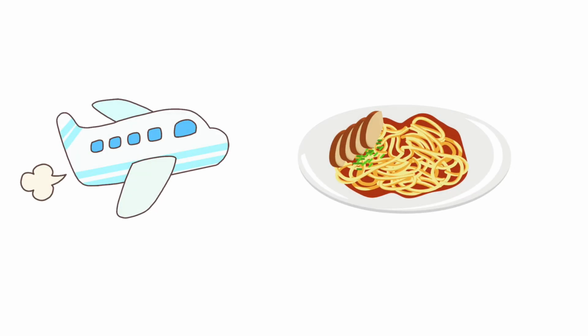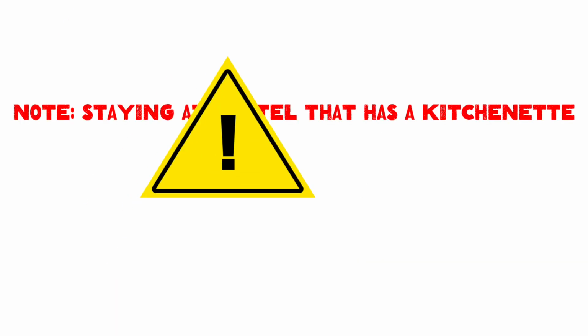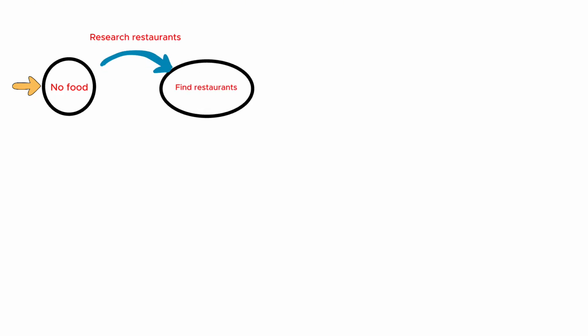Now let's use this technique to ease our everyday decision making. Let's start off with an example. So, the situation is that you're traveling and need to choose where to eat dinner. Note, you're staying at a hotel that has a kitchenette. Let's start off with the start state, where you have no food. You have two choices, to eat in a hotel or to eat in a restaurant. Let's start off by researching restaurants and identifying which ones we could go to.